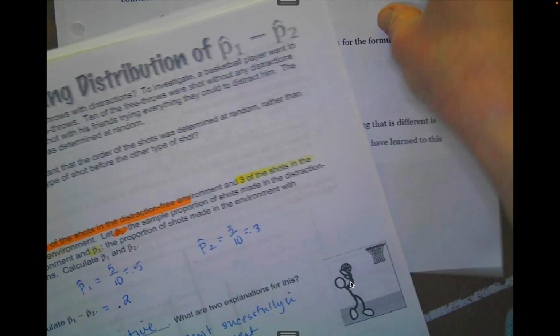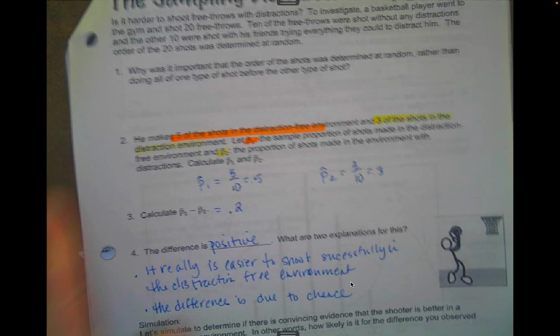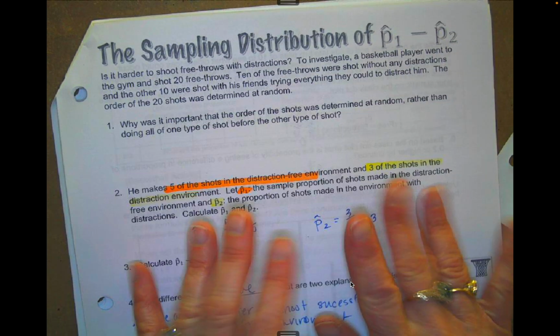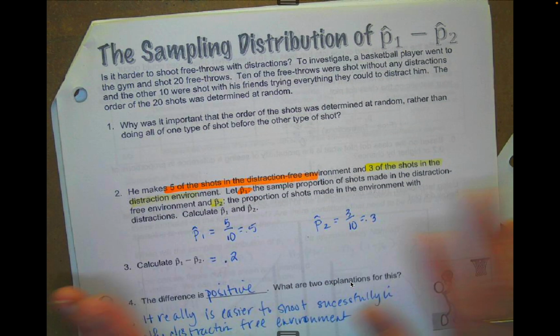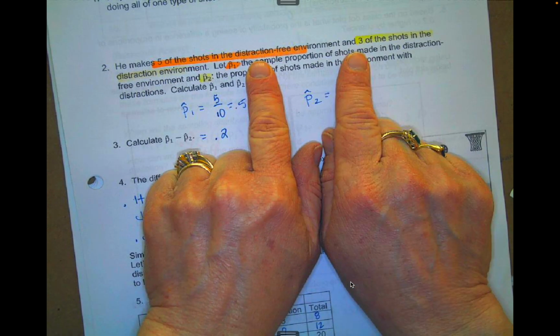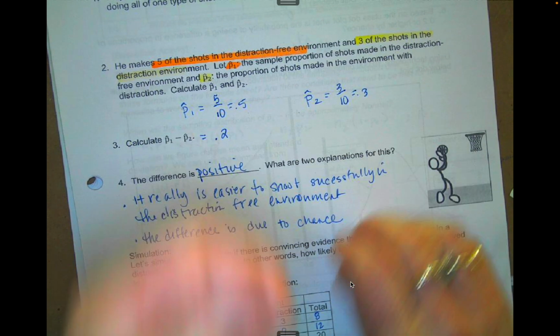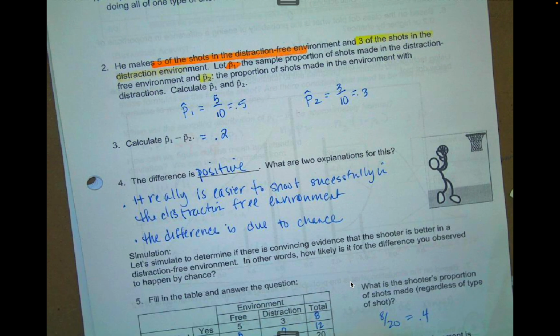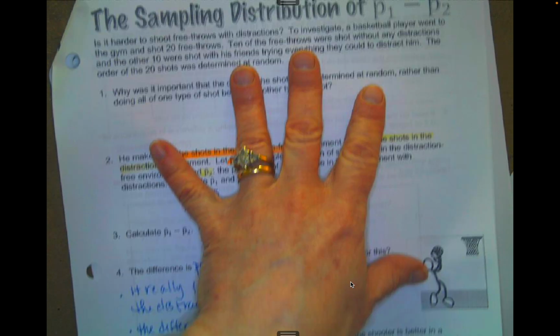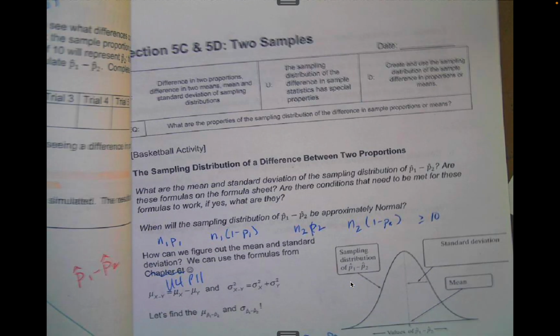Just to remind you, this is your Unit 5 notes. Do you remember we did that basketball problem where he had the distraction-free environment and the environment with distractions? I gave you the orange cards and you were looking at the difference in the proportions. So we have already talked about this 2 sample stuff.